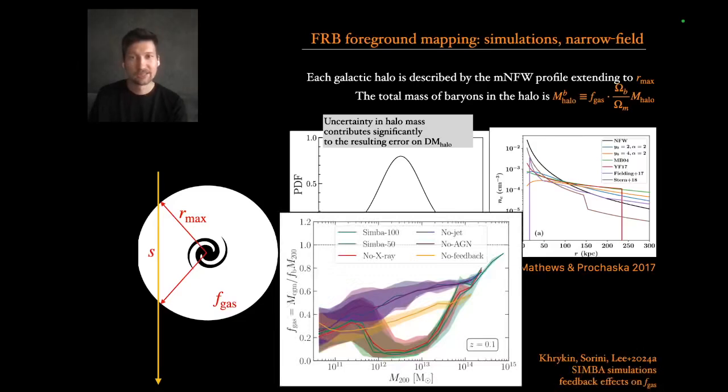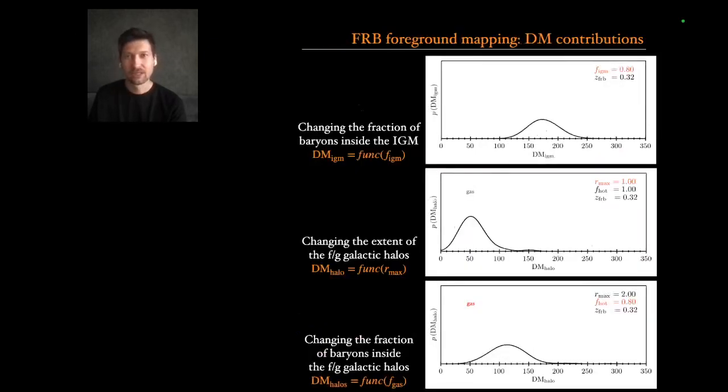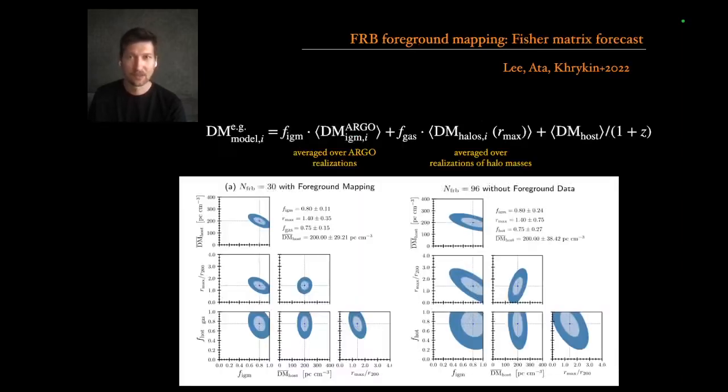And once again, the significance of measuring F_gas can be seen from this plot from our recent paper, which shows how F_gas changes in SIMBA simulations depending on the different feedback prescriptions. This slide illustrates how the inferred distributions of DM-IGM and DM-halos in each FRB sightline depend on our model parameters, F_IGM, F_gas, and R_max.